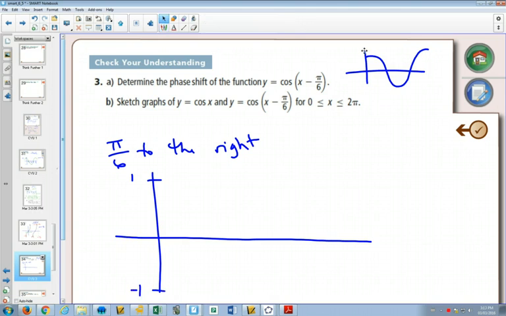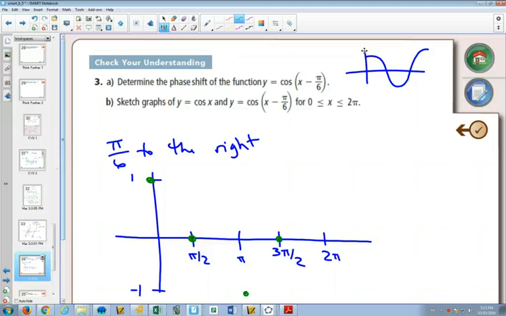It's a cosine graph. I'm going to draw my 4 sections, equally spaced. Here's 2 pi, pi, pi over 2, 3 pi over 2. Cosine starts at a maximum, then goes to the middle, then to the minimum, then back to the middle, then back to the maximum. And I'm just going to draw my cosine graph with a dotted line because this doesn't have the phase shift in it.